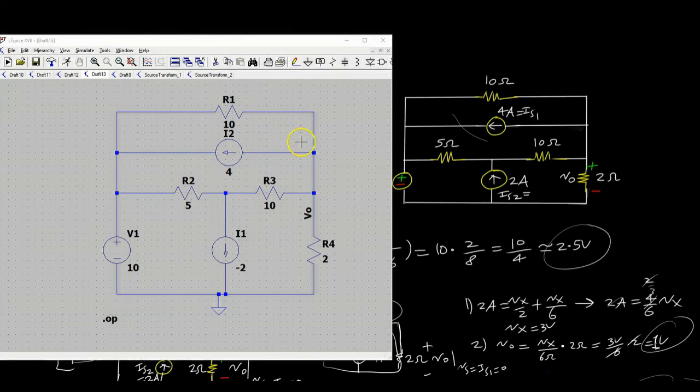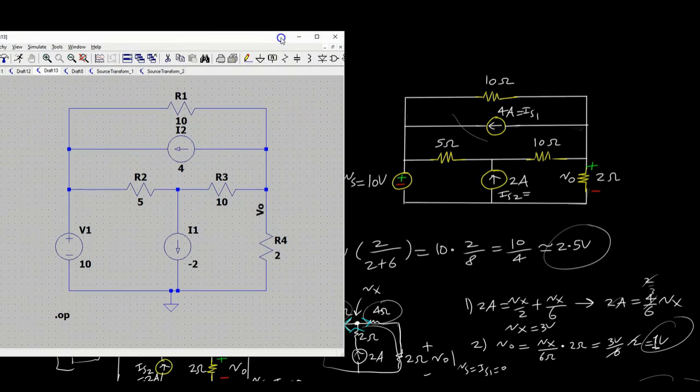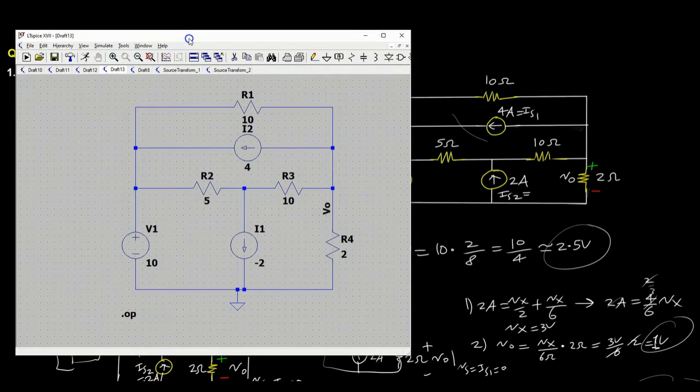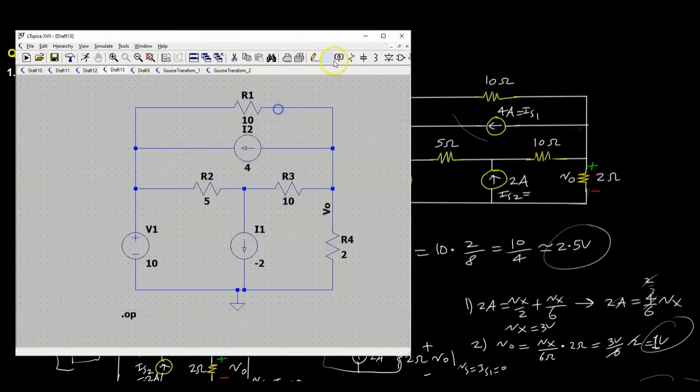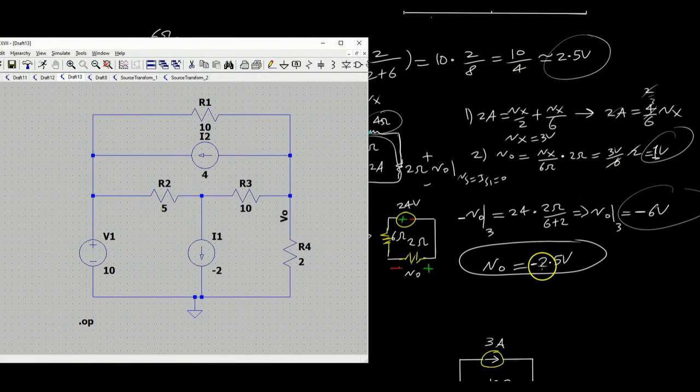Okay, so here we see the LTSPICE simulation. You can verify that everything is correctly placed here. 10 volts, negative 2 amps going down, which is 2 amps going up. Label Vout is what we're going to look for. And let's go ahead and run the simulation. You can see that Vout is indeed negative 2.5 volts. Going down here, we get negative 2.5 volts. So that was done correctly.